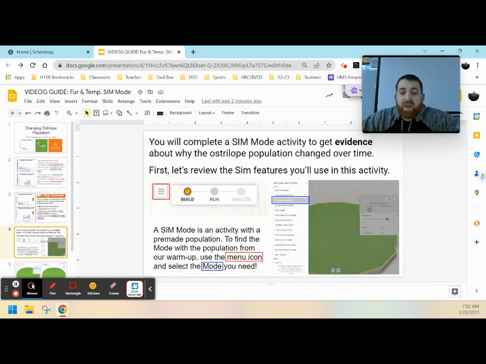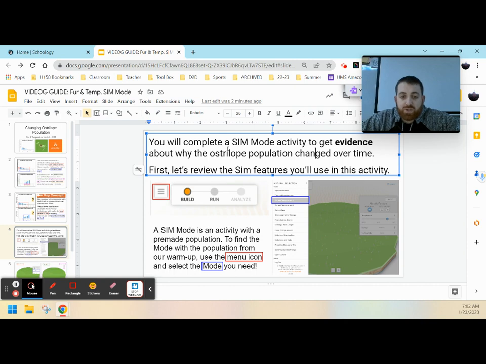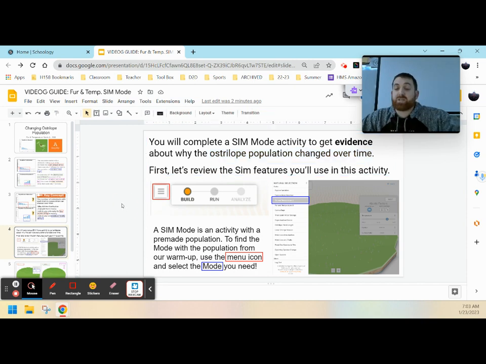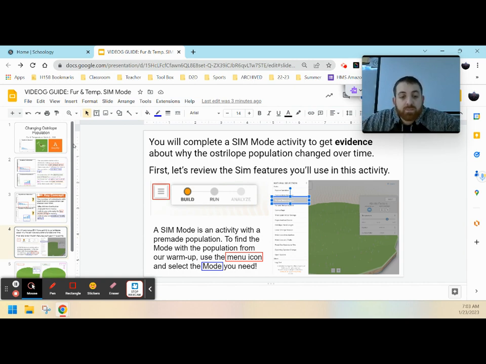And when we do that, we're going to be looking to get evidence about why that ocelot population changed over time. So why we saw that change from start to finish. To do that, we're going to look at some features that we're going to need to be experts on. So first and foremost, whenever we explore different populations in our sim, there are these things called sim modes. These are activities with pre-made populations. So for our sim, we're going to be looking at fur and temperature A mode, which will have that population of ocelopes pre-made, ready to go, so we can then explore why they changed over time.